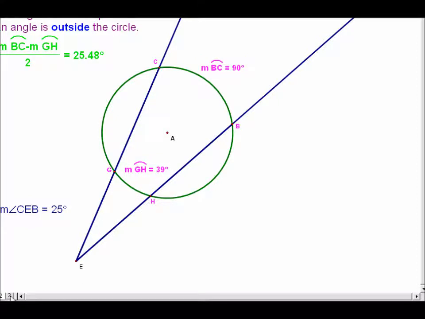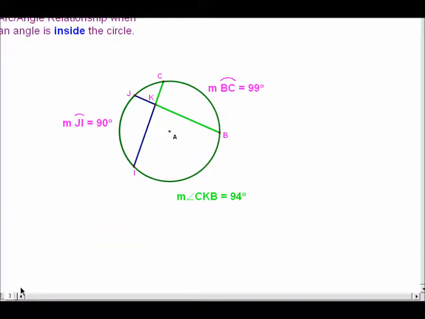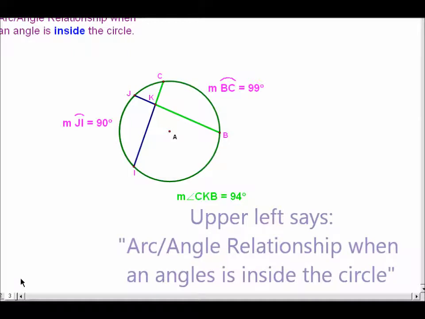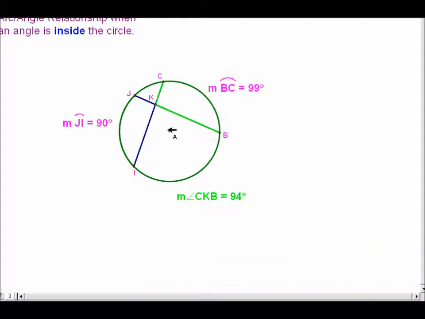Okay. Now we have a final relationship when we have an angle where the vertex is inside the circle, but notice my picture, inside the circle, but it's not at the center, right? Because we already know that if we have an angle in which the vertex is the center of the circle, that's just a central angle, which equals the measure of the intercepted arc. Here we have vertex K, so if we're looking at angle CKB, we see that measure is 94 degrees, and it's inside the circle, but it's not the center.